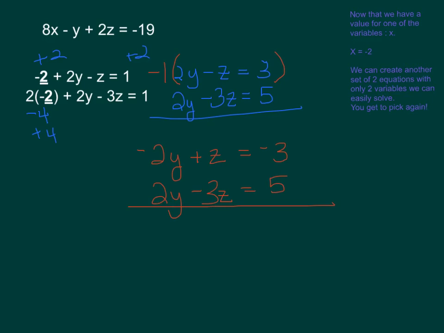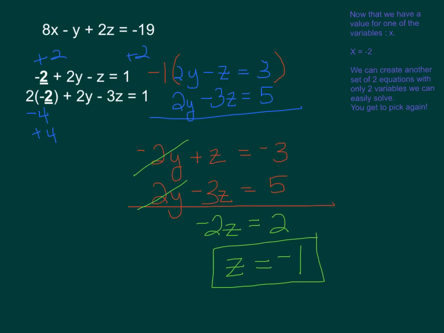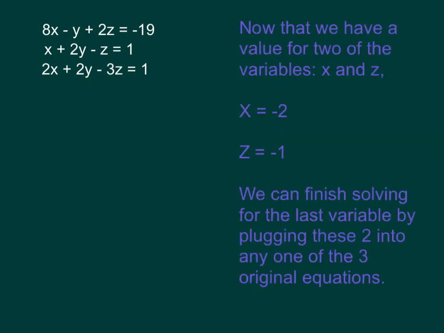My y's are going to cancel out just as I wanted. And I'm going to end up with -2z equals 2. Z equals -1. So now I know two of my variables. I know my x is -2 and I know my z is -1.